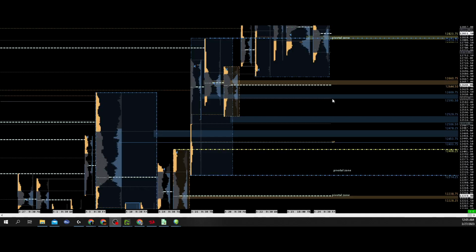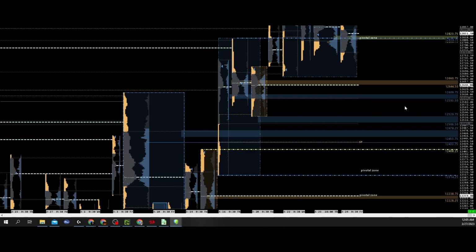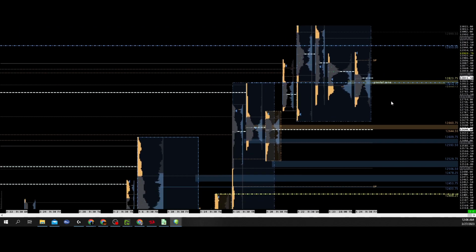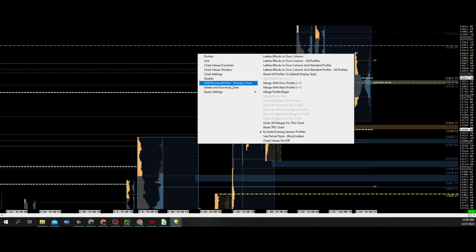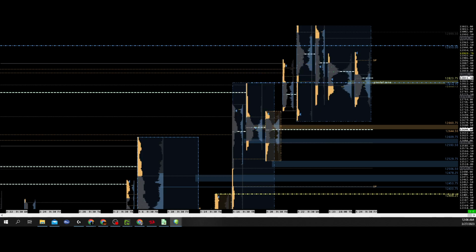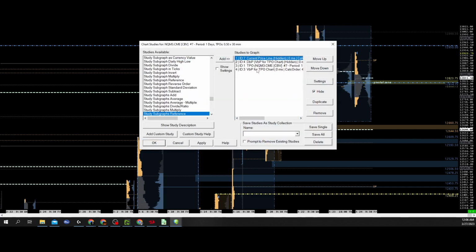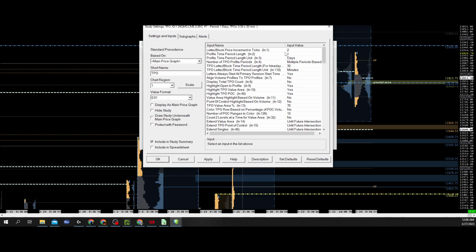Okay, so here we have the TPO chart. And a lot of this is already marked up because I have already worked through my weekly plan. But the first thing you'll notice about this TPO chart is the study settings here. I want to just show you what I am looking at. So let's go in here to the TPO chart itself.